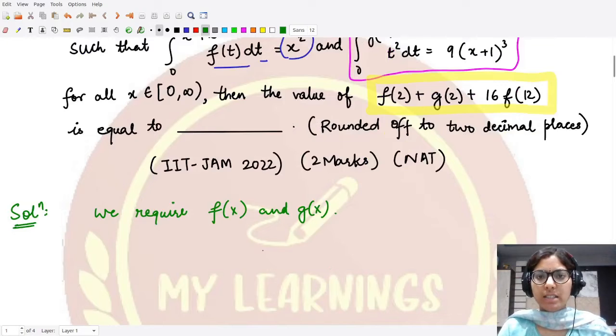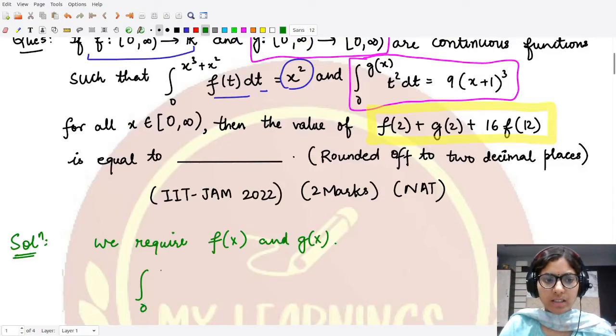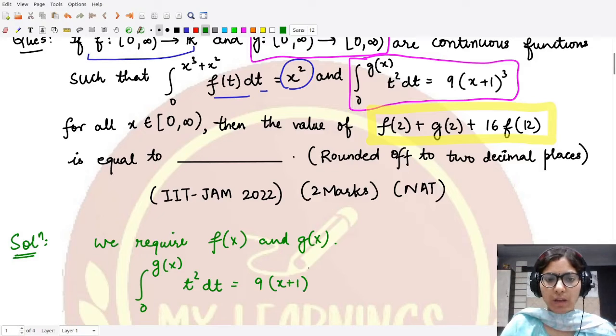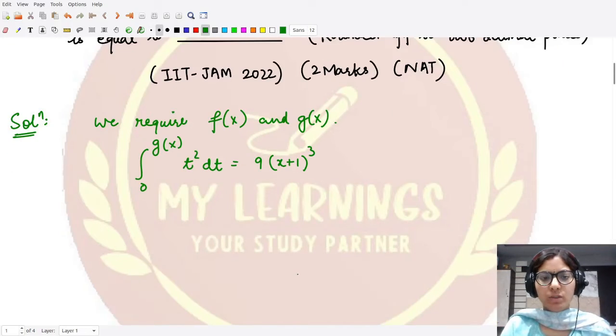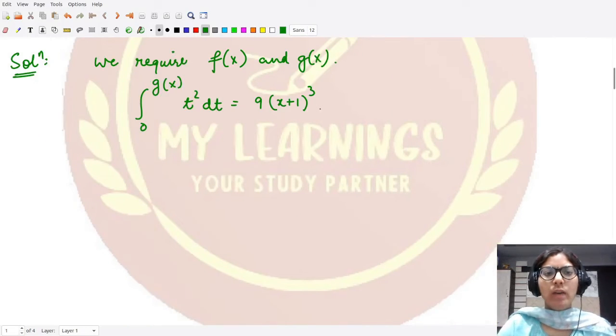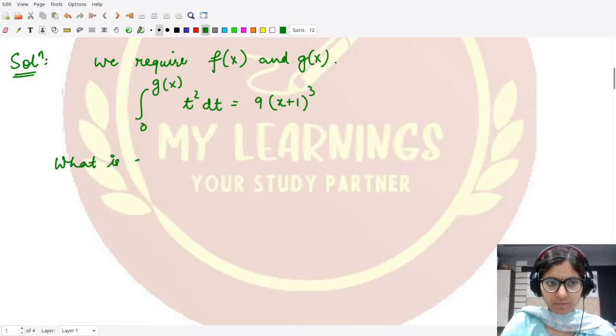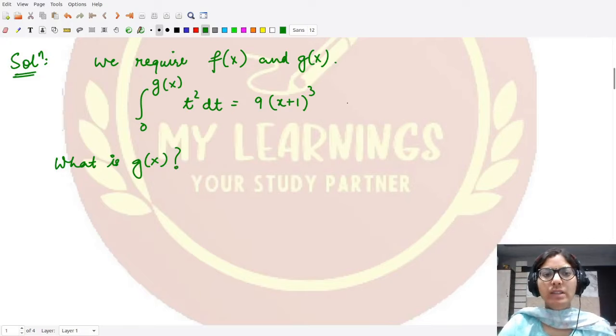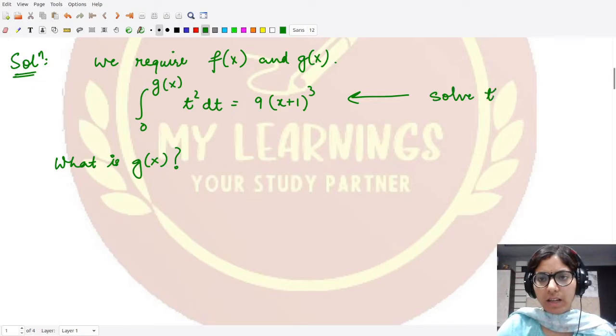So let's see this condition that we are given: the integration from 0 to g of x of t square dt is equal to 9 times (x plus 1) whole cube, right? So this is given to us. Now, in order to calculate g of x from here, this is what is required. So we wanted to solve this particular expression.